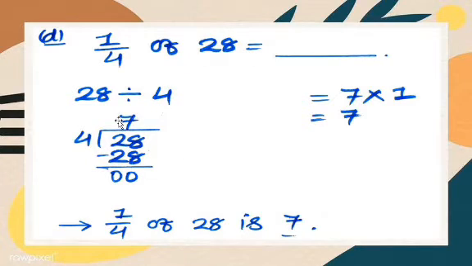Here we take the 28 and this 4. So in table number 4, 28 will come. 4 sevens are 28. 28 minus 28 is 0. This 7 and this 1. 7 ones are 7. 1 upon 4 of 28 is 7.